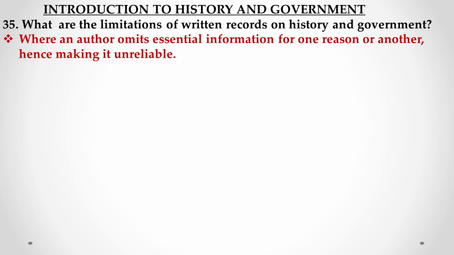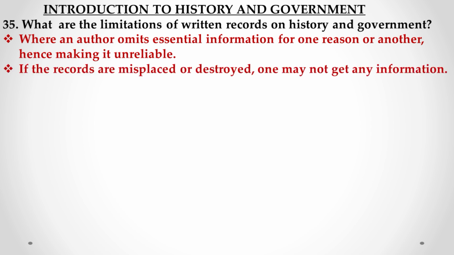Question 35. What are the limitations of written records on history and government? One limitation or a disadvantage is that where an author omits essential information for one reason or another, it makes the information unreliable. Another point, if the records are misplaced or destroyed, one may not get any information.